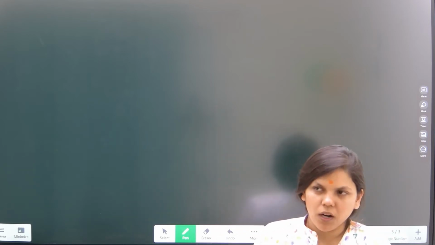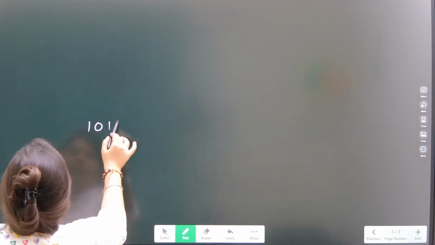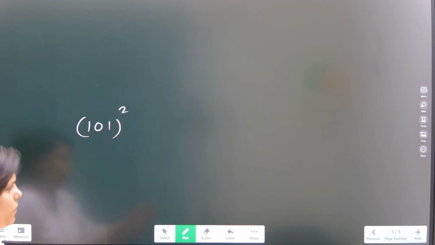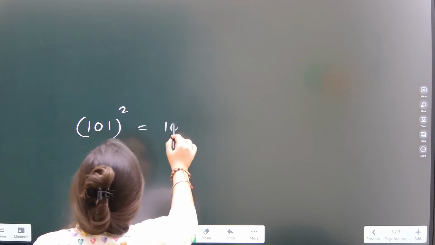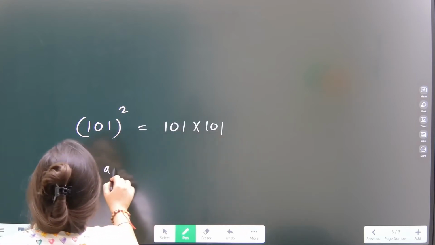Now these are small numbers, 2-digit numbers, wherein you can just traditionally multiply the number and find the squares. But what when the number is bigger, like for example, 101? Instead of traditionally multiplying it, what will I do? I will use the identity.